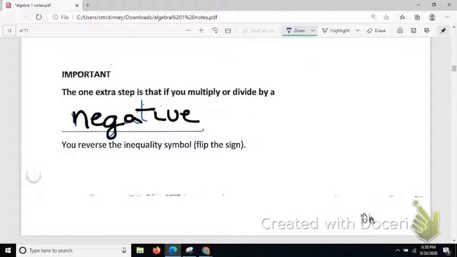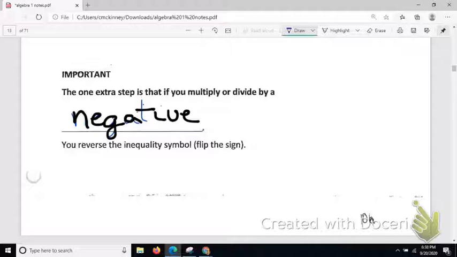If you're happy and you know it, clap your hands. If you multiply or divide by a negative, flip the sign. I'll sing a silly song so you don't get it wrong. If you multiply or divide by a negative, flip the sign.